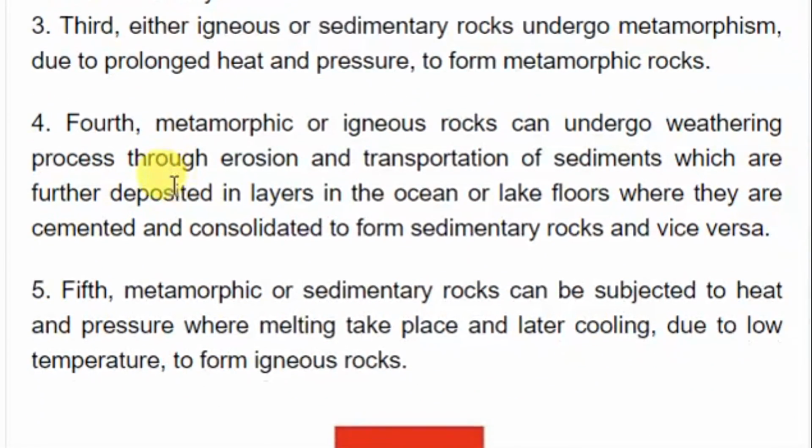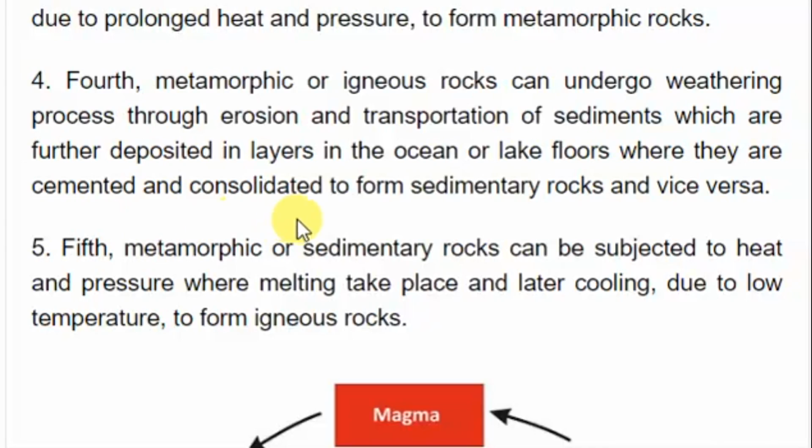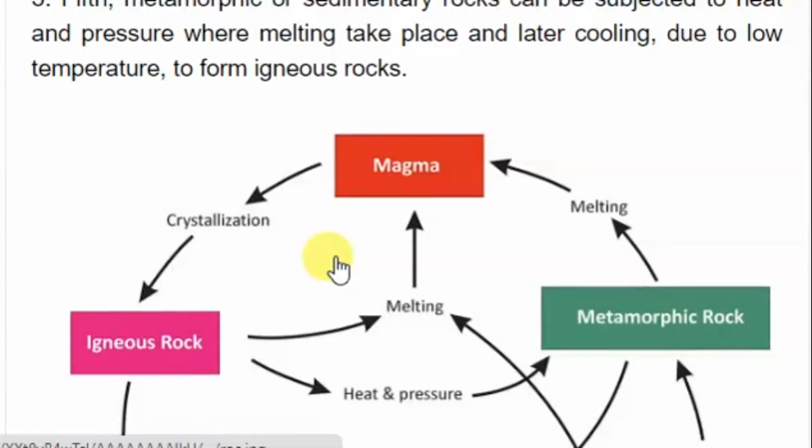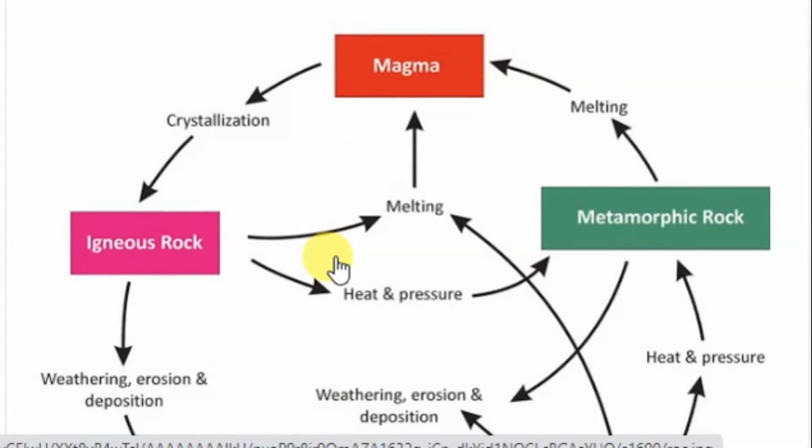From there, the fifth process: metamorphic or sedimentary rocks can be subjected to heat and pressure, where melting takes place and later cooling due to low temperature forms igneous rock. Unaweza kuona kwamba hizo rock zinazunguka. Now this diagram here summarizes what we call the rock cycle.